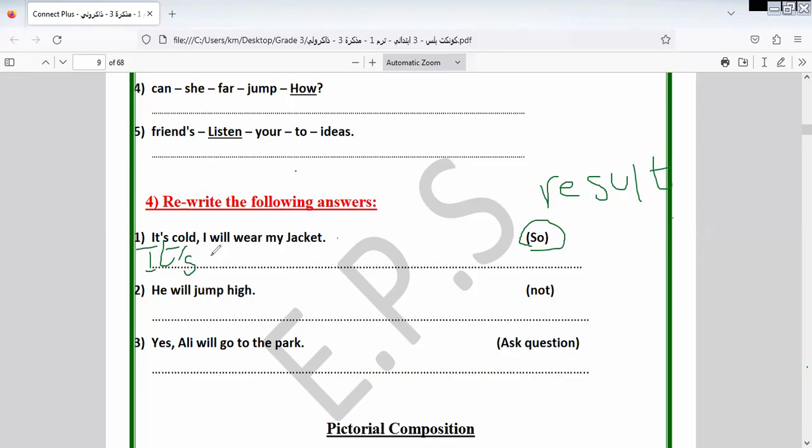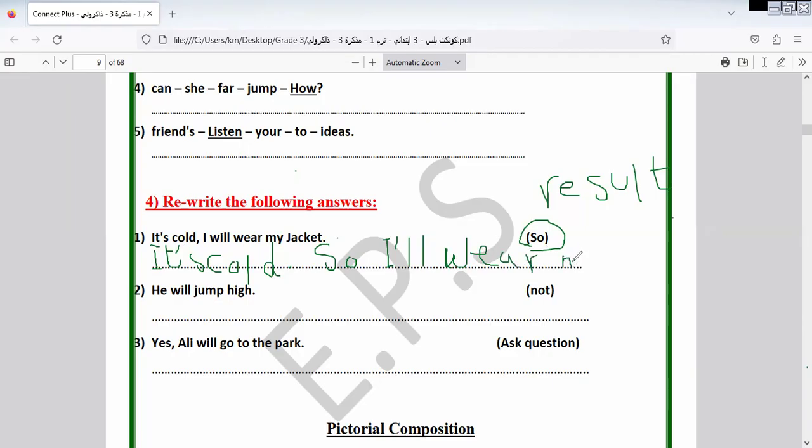It's cold, so I will wear. I put a full stop here. Some will say that before we put a full stop here. So I will write it again, to be corrected. Okay, here we say it's cold. Stop. So I will. We can write it as it is, or we can write it as an abbreviation. So I will wear my jacket.